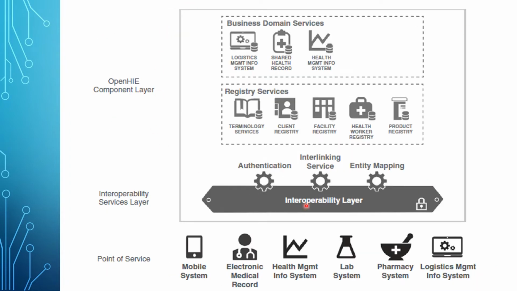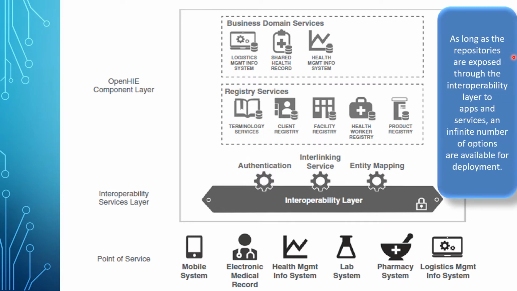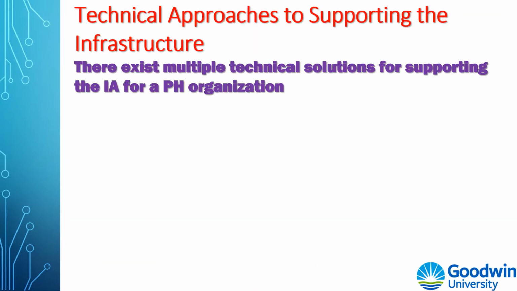And this is just another slide. I made a bigger one just so you can sort of see it. But this is a new book, so you can look at it at your leisure. So as long as the repositories are exposed through this interoperability layer and services, an infinite number of options are available for deployment. Think about all the different connections you can make through these spaces. It's pretty big and a lot of different types.